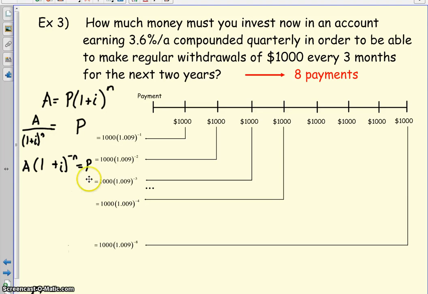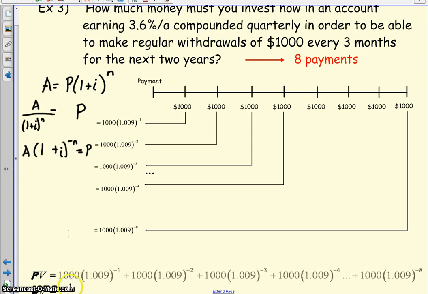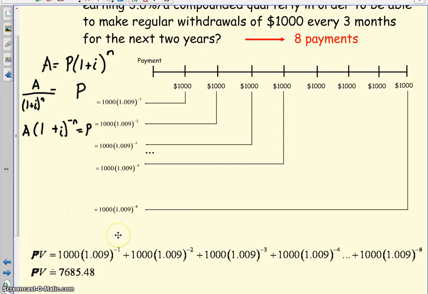Okay, I'm not going to go through the calculation for every single withdrawal, but if you were to put in these values for each one, you'd wind up with a whole bunch of different calculations related to every single withdrawal that's going to be made from the account. So you're going to have to add everything together here and wind up being told that you need $7,685.48 in the account initially.